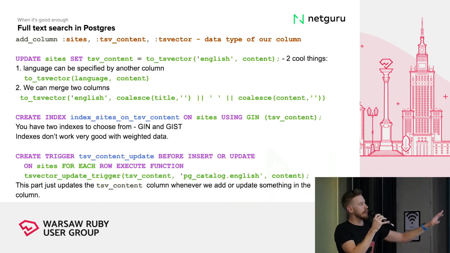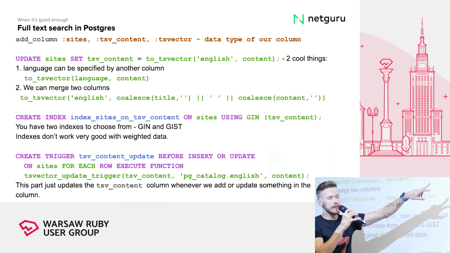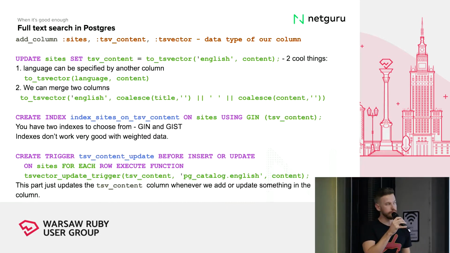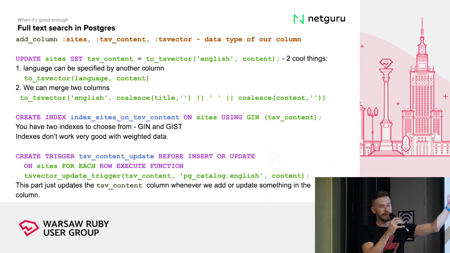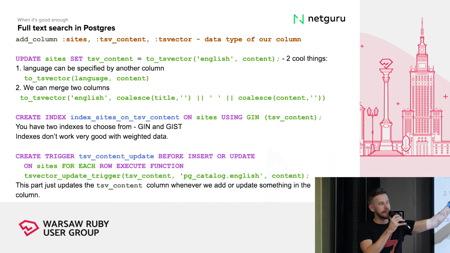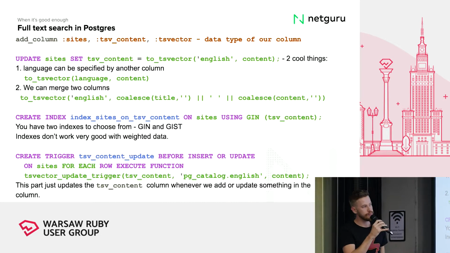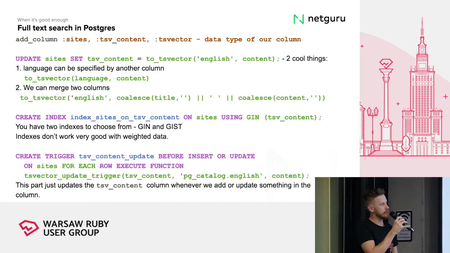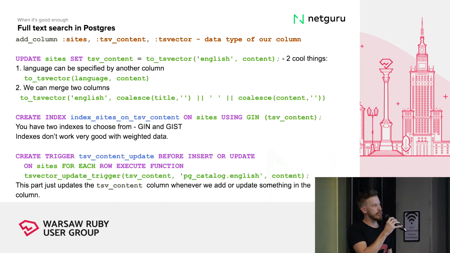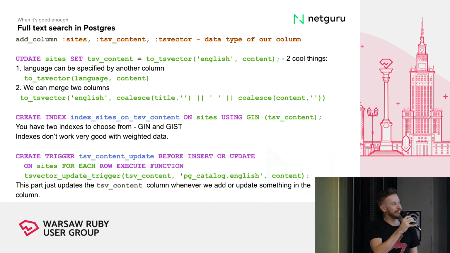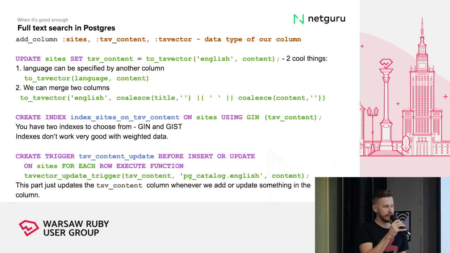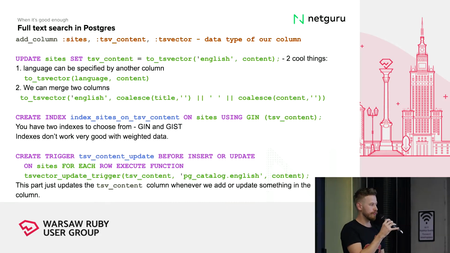Two cool things about this to_tsvector. As you can see, here we have a language. That is important because we need to tell Postgres which dictionary to use. But language can be specified by another column. So we can create another column in this table if we know what language the corresponding article or document is. That is pretty neat. And we can also merge two columns, many columns, how many you need. We can even add weights to them. That is also a cool thing.